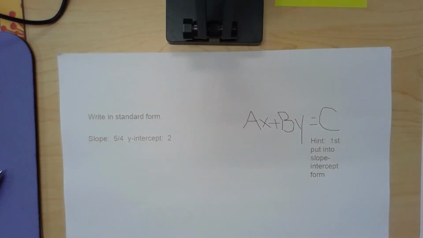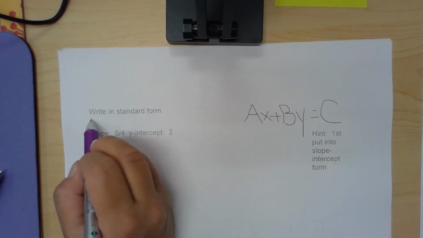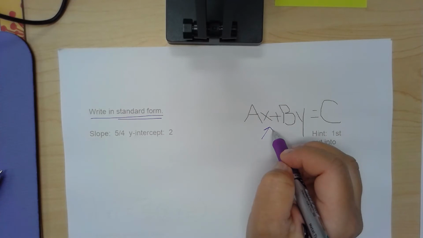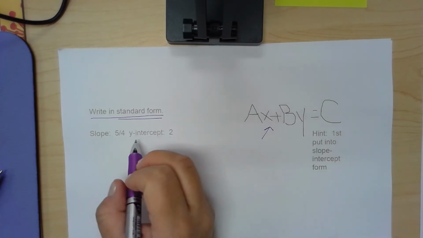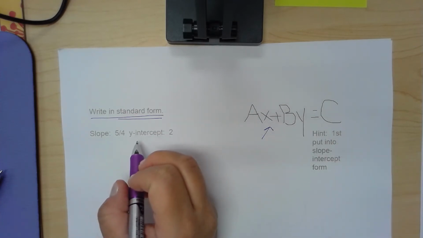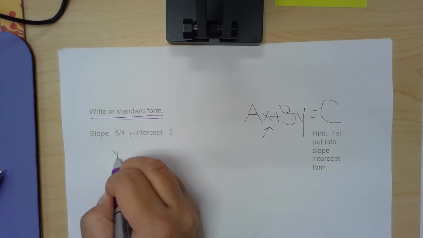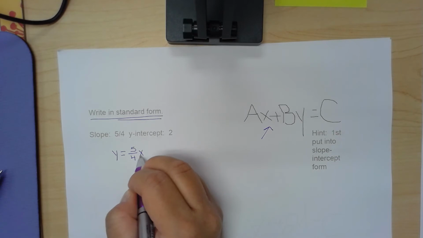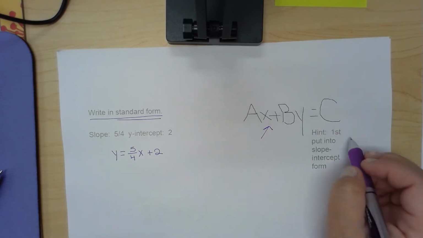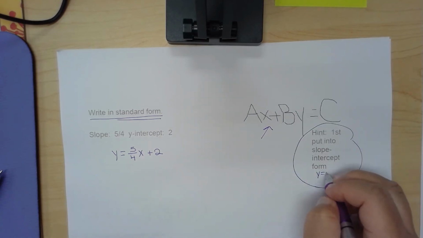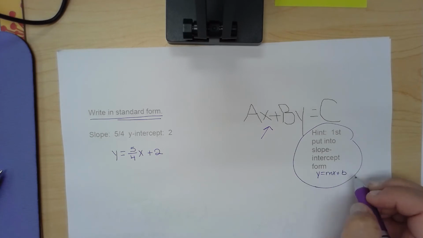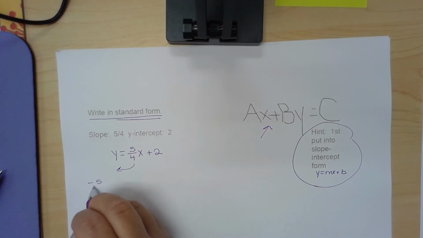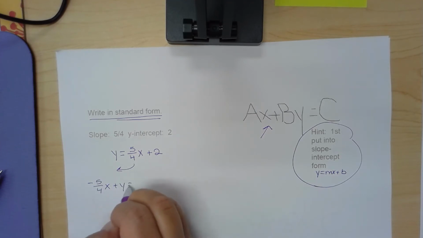Alright, next example. It's asking you to write this in standard form. So again, this is what standard form looks like. So I have not taught you how to write it in standard form with a slope and a y-intercept. So the first thing you have to do is put it into y equals mx plus b. That's my hint. So put it into y equals mx plus b first. Now move this over, so it's negative 5/4 x plus y equals 2.